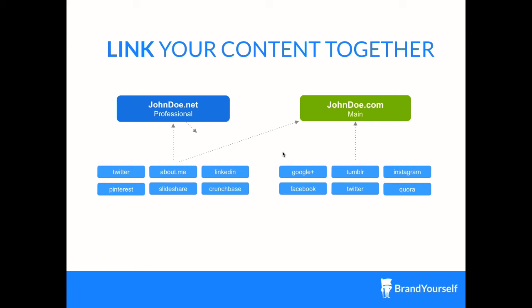So this is an example of how you might link your content together. John Doe has two websites. One is his main website and one is sort of his professional website. So he's got BrandYourself.com, and it has all the information about him.